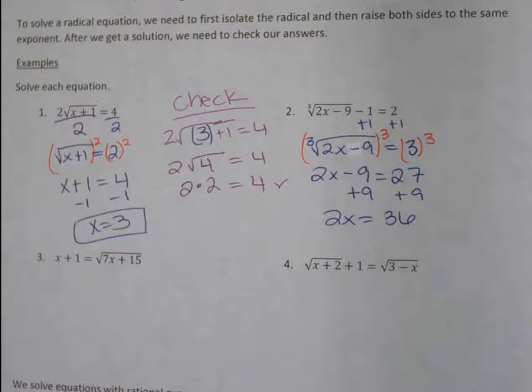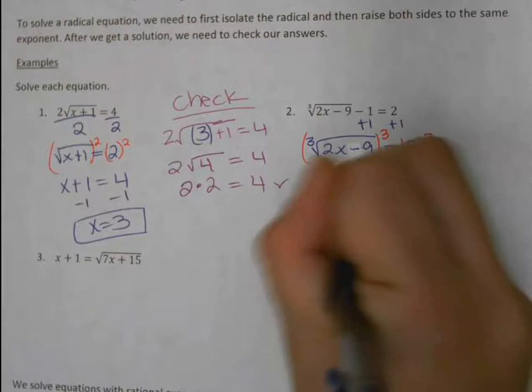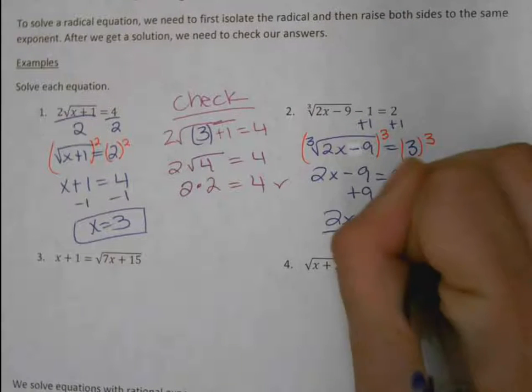Okay. Guys, quiet down. Then what do I want to do? Divide by 2, which is 18.